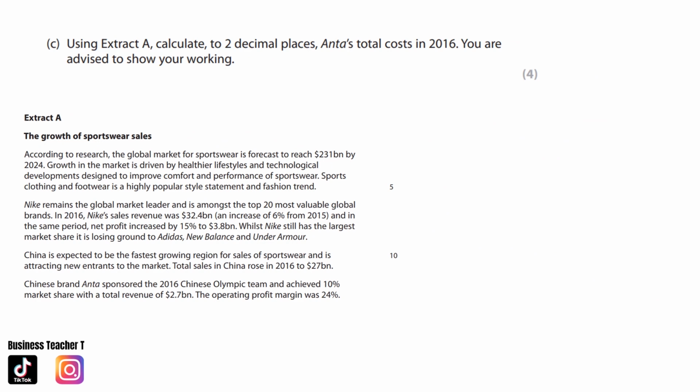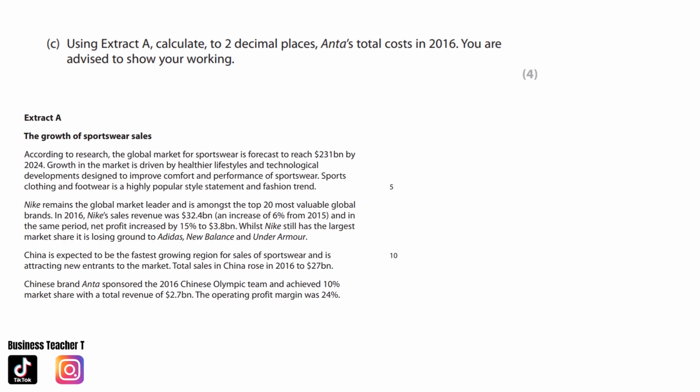A total cost question. Using extract A, calculate to 2 decimal places ANTA's total costs in 2016. You are advised to show your working. Now, we're already familiar with extract A up to the second paragraph, so we'll just continue with the third and the fourth.